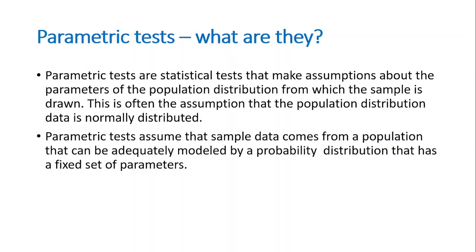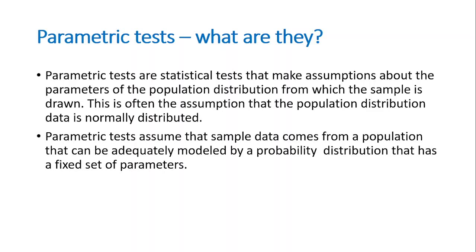Today we will look at parametric tests and an example of a parametric test, which is the dependent t-test. What are parametric tests? Parametric tests are statistical tests that make assumptions about the parameters of the population distribution from which the sample is drawn. This is often the assumption that the population distribution data is normally distributed.